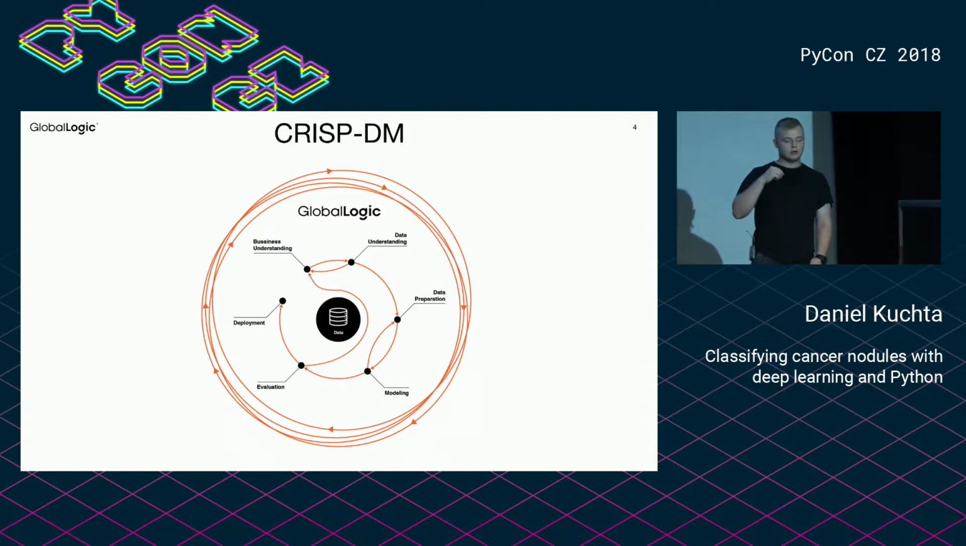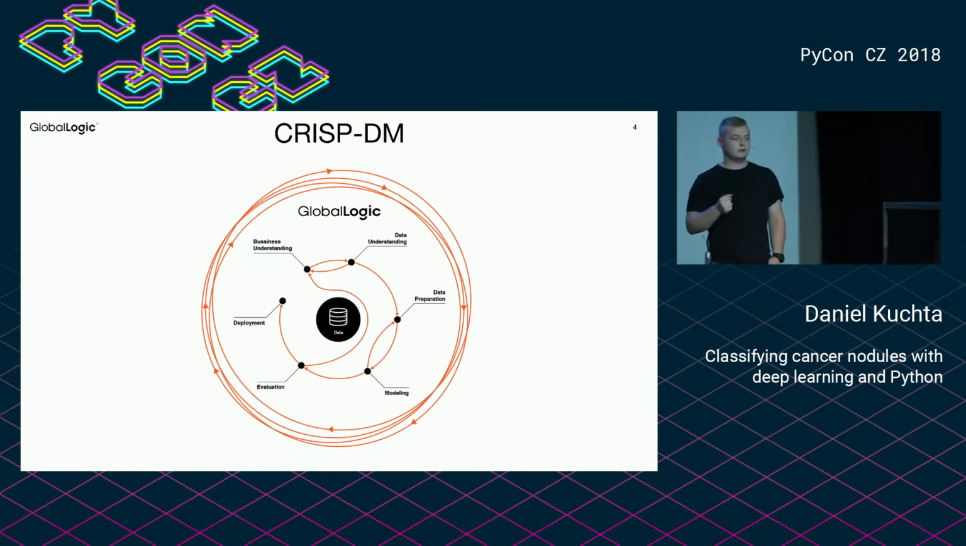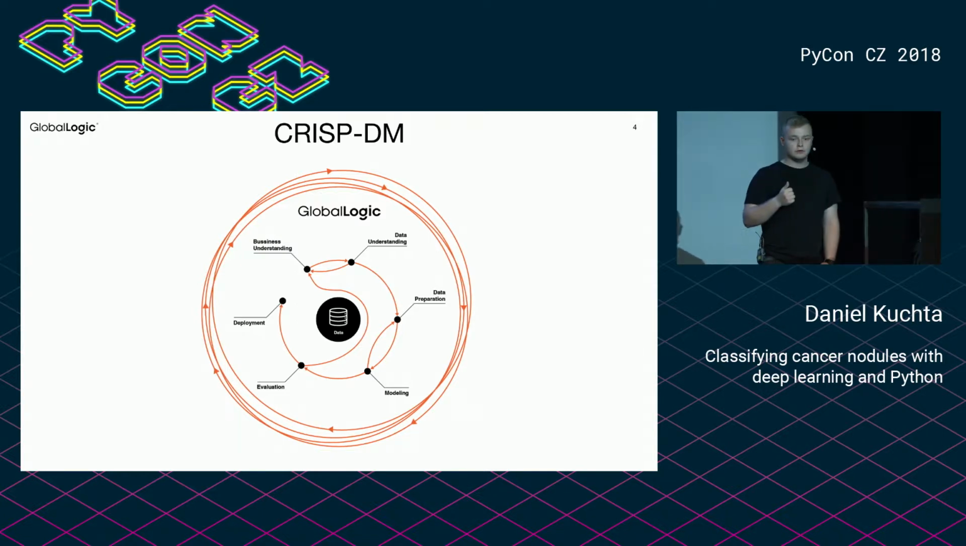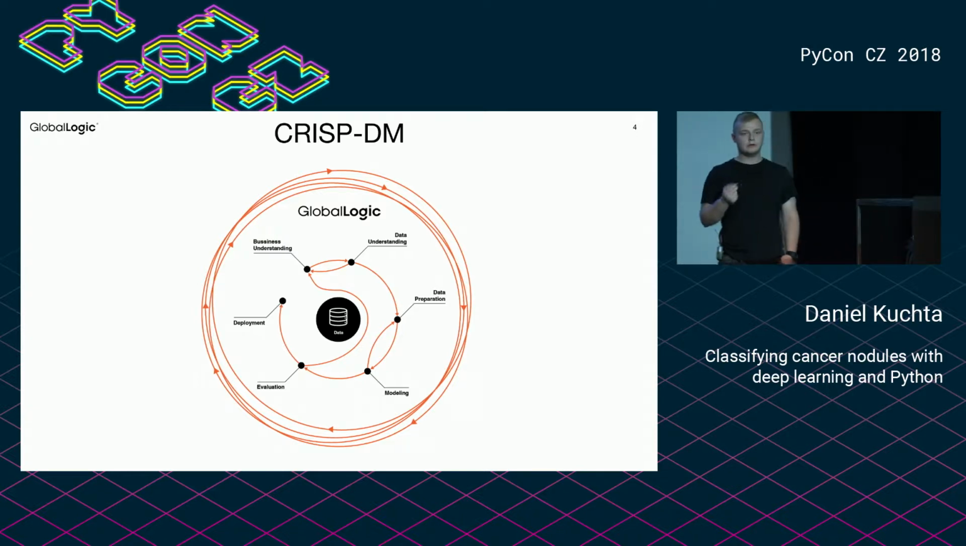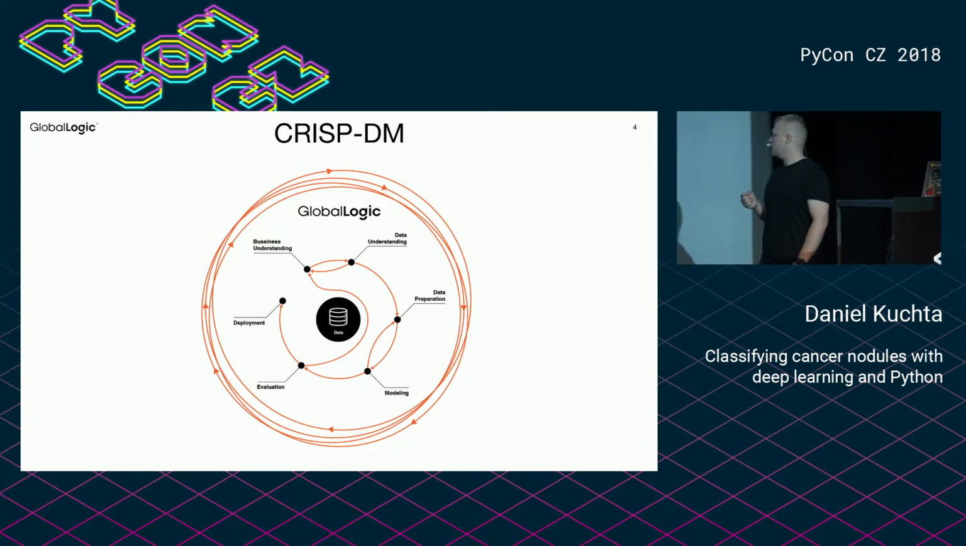You have to realize that the accuracy might not be the only factor that the client might be interested in. Very important is model transparency, speed, how fast can you get your predictions, how costly are those predictions going to be, and yeah, that's pretty much it.